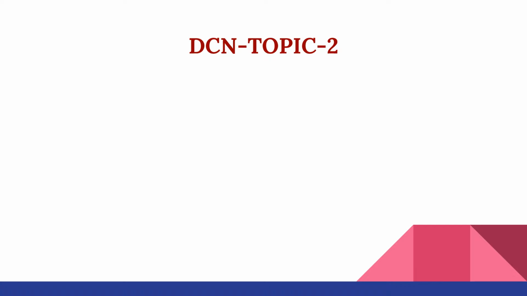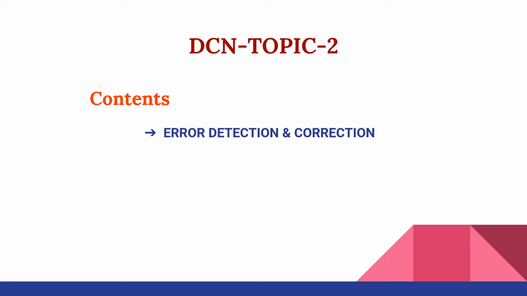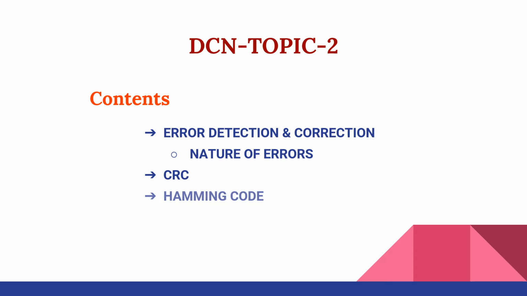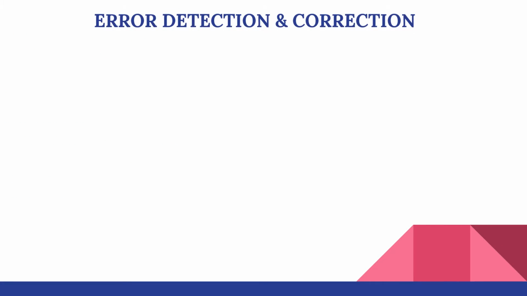Now let's see the topics we will cover under this section. The first topic will be error detection and correction, under which we will study about nature of errors. The second topic we will see is CRC, and the third topic we will discuss is Hamming code. Starting with the first topic, error detection and correction.